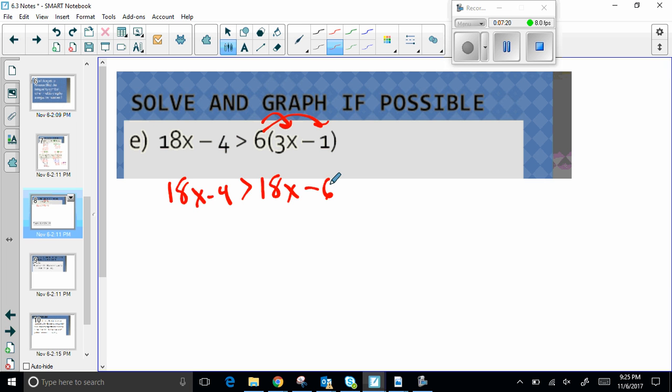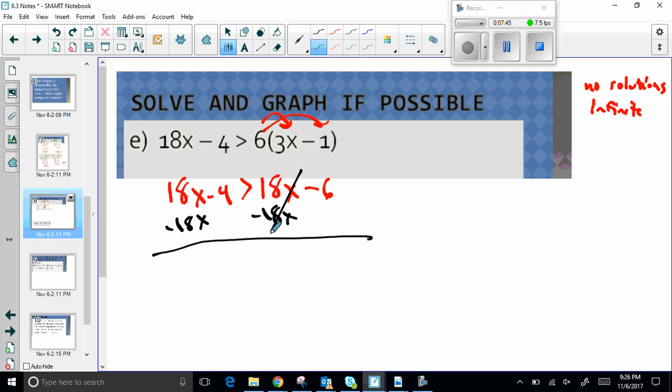Now, remember the last time we dealt with equations like this, there were some special circumstances where there were no solutions, or there were infinite solutions. Let's look and see how this turns out. I'm going to subtract 18x on both sides. And it's going to become pretty clear, pretty quick, that this now says negative 4 is greater than negative 6.